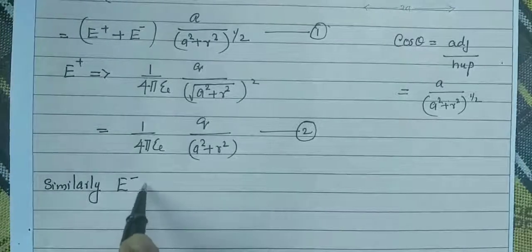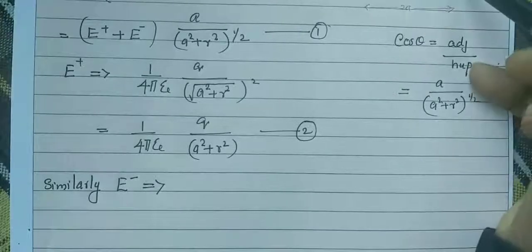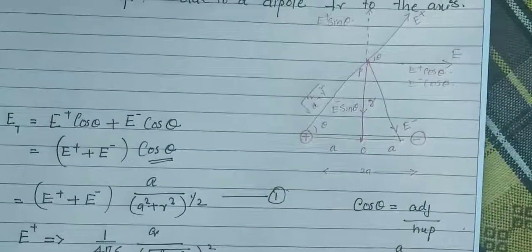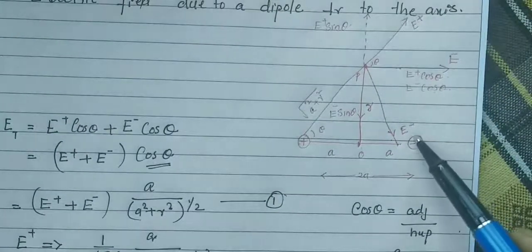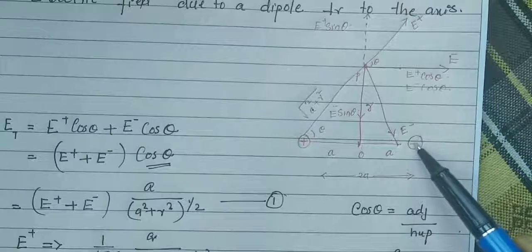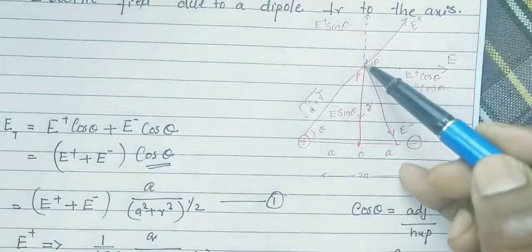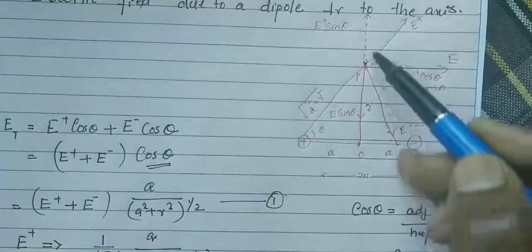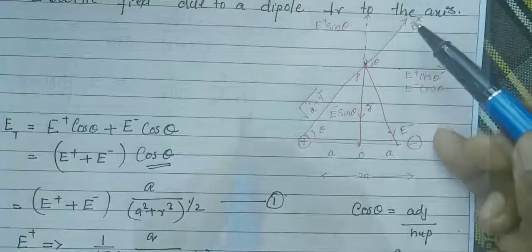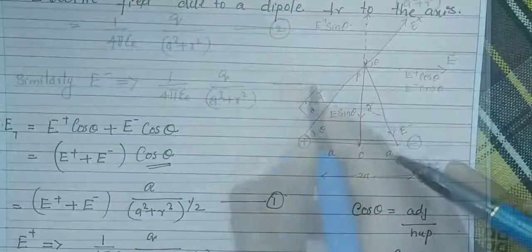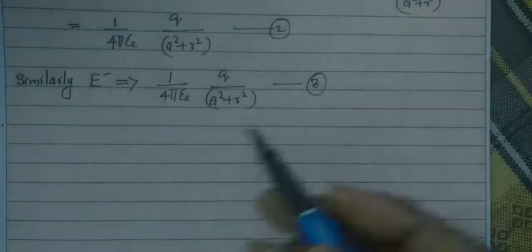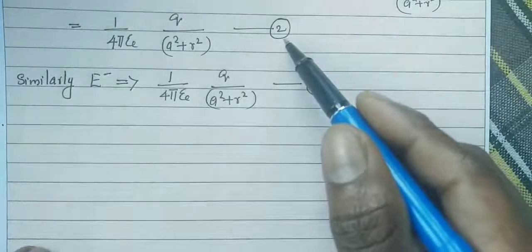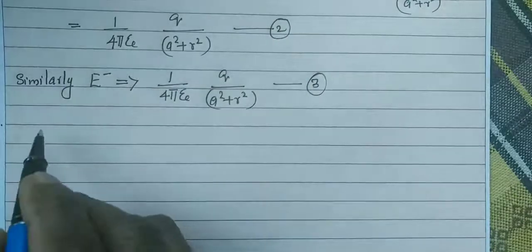Electric field due to minus charge, E minus, is equal to... Now in the figure, E minus is basically the electric field due to the negative charge, which is towards the negative charge, and which can be seen like this. So E plus and E minus will constitute the total electric field. So the total electric field will be the sum of equations 2 and 3.